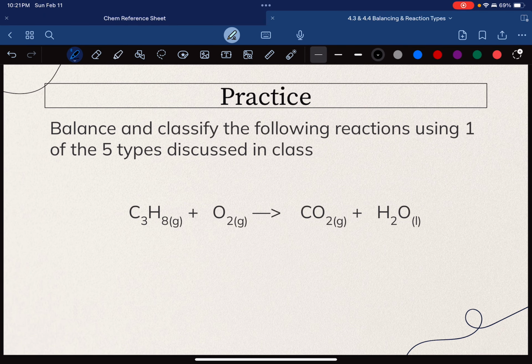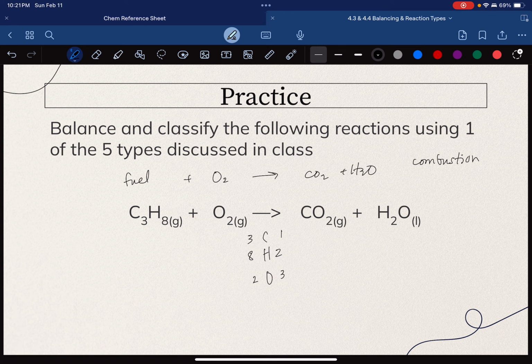C3H8 plus O2 producing CO2 and H2O. Well, here's our fuel. Burning in oxygen. And then making our CO2 and H2O. This is a combustion reaction. Let's balance this. I have C, H, and O. 3, 8, 2, 1, 2, and 3.